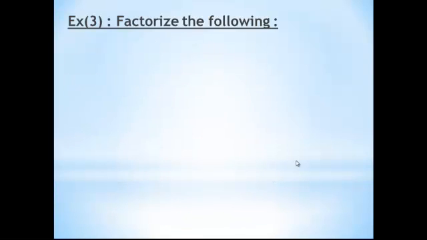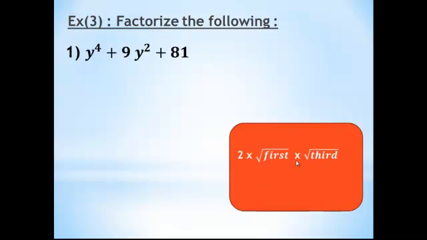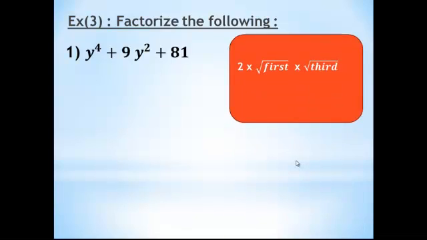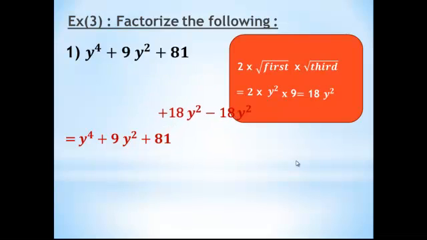Example number 3, y power 4 plus 9y power 2 plus 81. In this example you have three terms in your expression, but it's also not a perfect square trinomial. So we have to add and subtract 2 by root first by root the third. 2 by root the first, y power 2, root the third, 9, so 2 by 9 equals 18y power 2. The expression will be the same. Add and subtract 18y power 2.